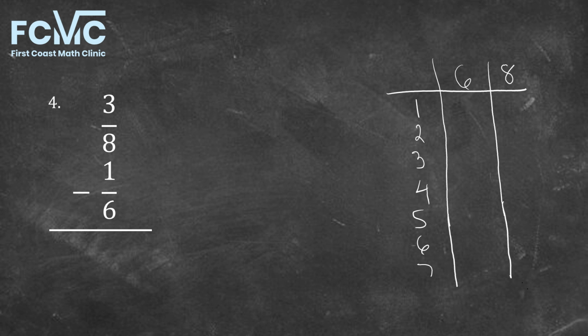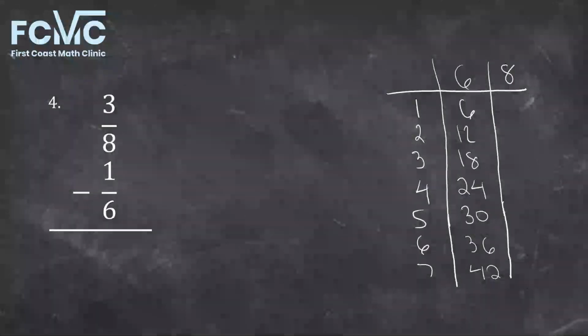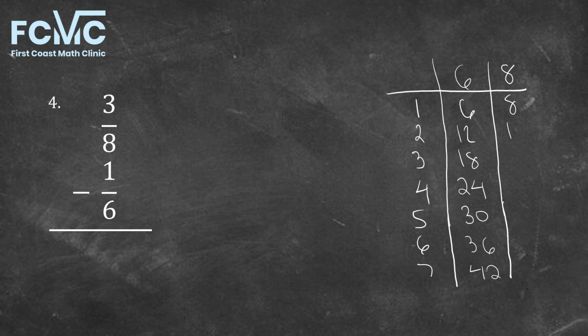So we got 1 through 7. Let's multiply 6. So we'll get 6, 12, 18, 24, 30, 36, and 42. 8, we'll get 8, 16, 24, 32, 40, 48, 56. So let's find the smallest value they have in common. So that smallest value is going to be 24 and 24.